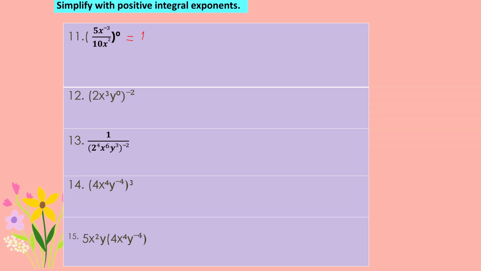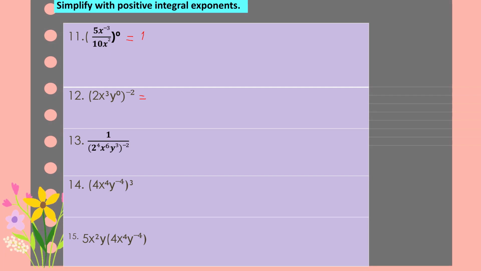Number 12, the quantity 2x cubed y raised to 0, raised to the negative 2 power. So, anong gagawin natin dito? So, again, we have a negative exponent. So, get the reciprocal: 1 over 2x cubed and y raised to 0. Then, copy the quantity to the exponent 2. So, maaalis ang negative exponent.